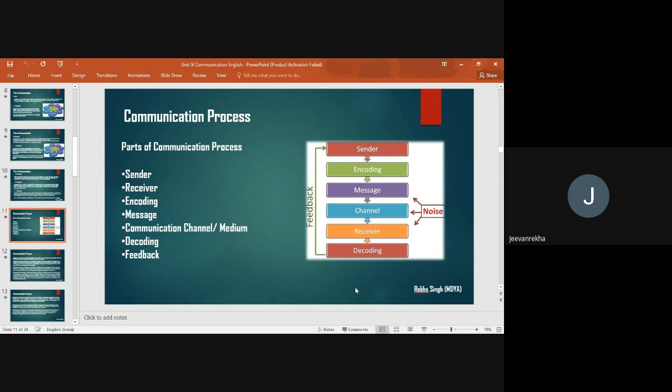Okay, leave it. Sender, receiver, encoding, message. Sender, I'm the sender, you are the receiver. I'm encoding the message and the message will go to you. Communication channel, through the channel. I will discuss the channel tomorrow. Decoding. You have received the message, it is decoded by you. Now it's time for feedback. Okay. And now give the feedback to me. How was the class? Today's class was good. You understood everything? Yes. Okay, good. Great.